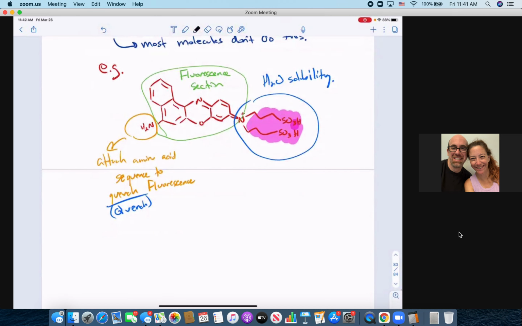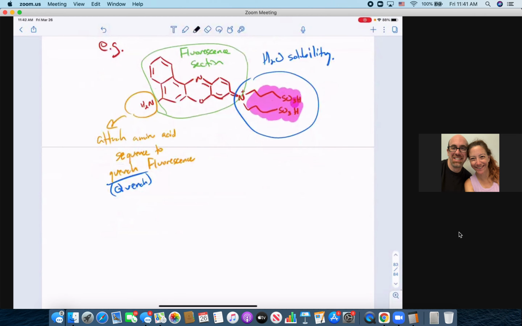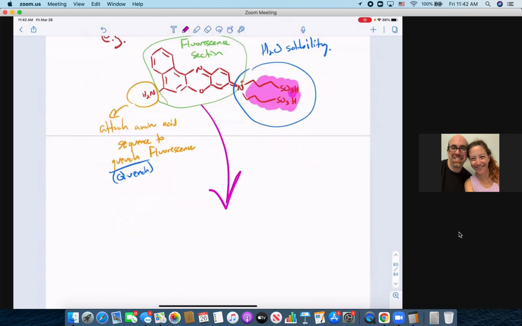So let's look at the fluorescence section, though, because that's what's really important. That fluorescence section has a couple really important things about it, right? First off, it's rigid and planar. It has pi conjugation.